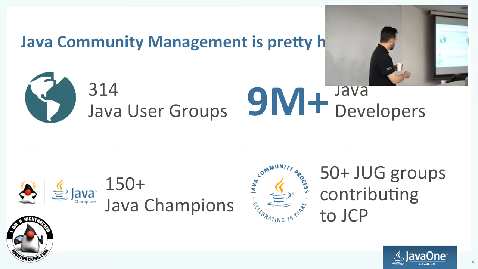Okay, and there's 150 Java champions worldwide, and 50 Java user groups contributing to the JCP. So what does this stand for? What does JCP stand for? Does anyone know? No. Okay. Let's try this. A little easier. What does the J in JCP stand for?